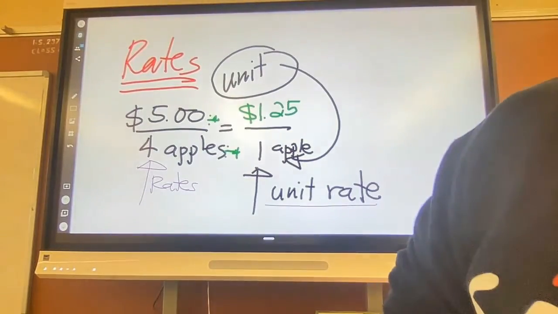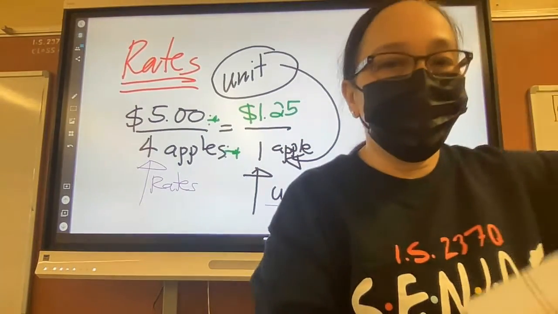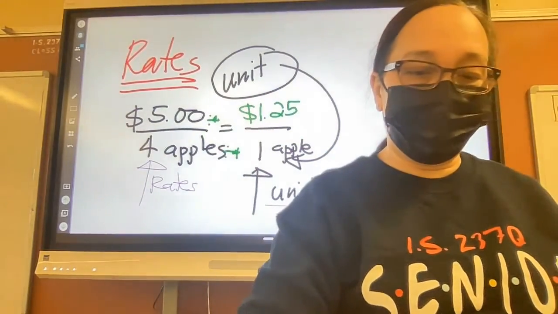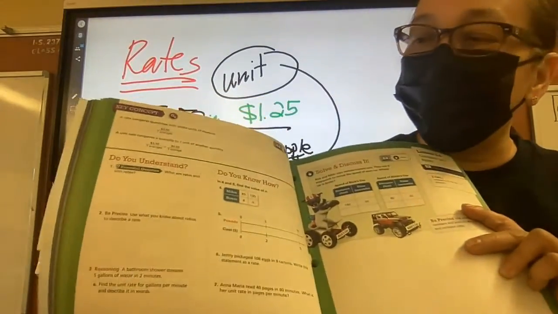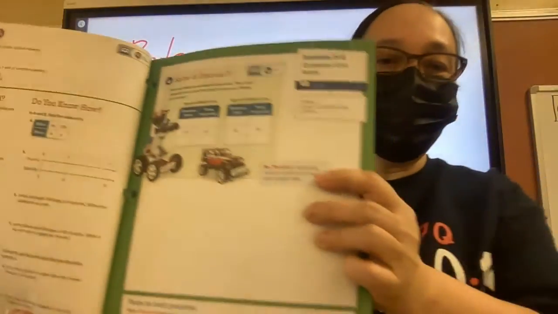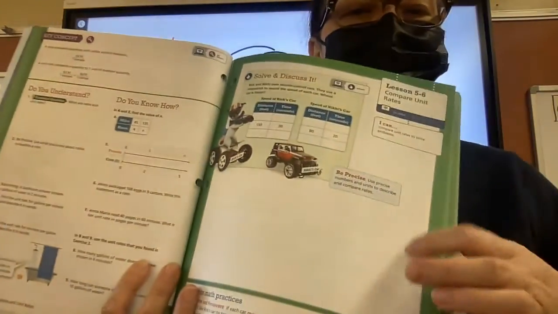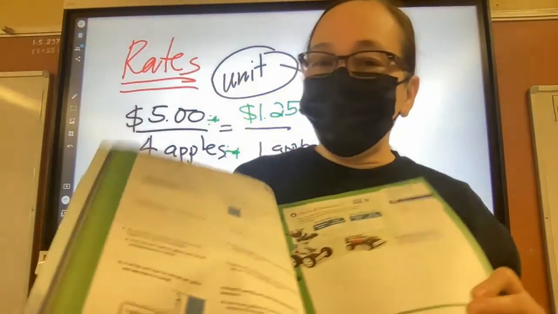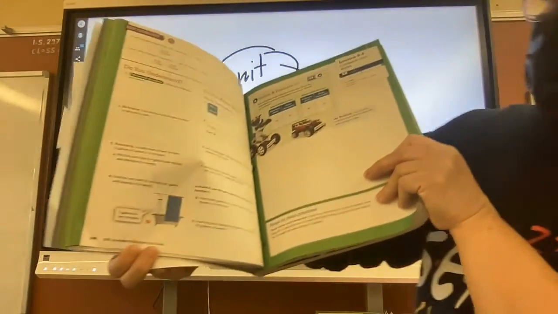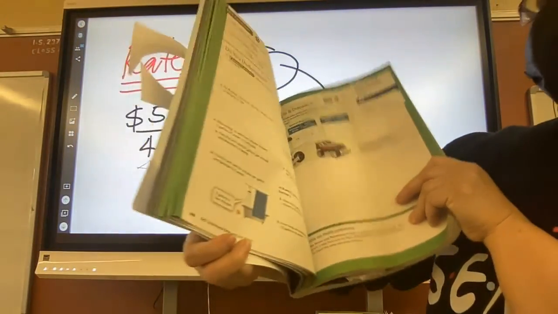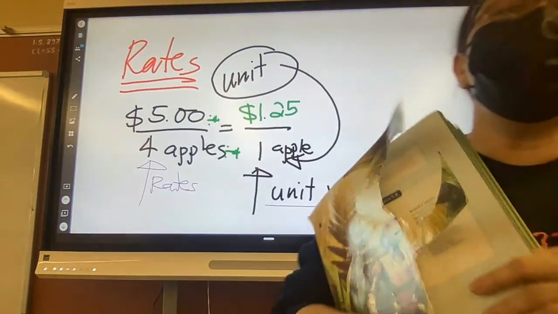So I want you to go to your book, page 296. Work on the part that says how do you know. Do you understand and do you know how?